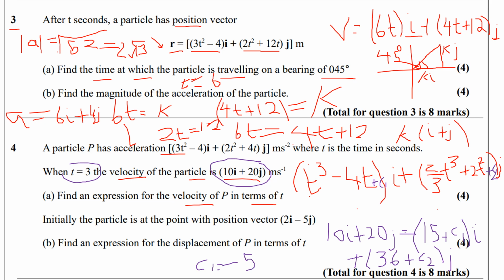And then 20 equals 31 plus 36 plus C2. So 20 equals 36 plus C2. Subtract 36 on both sides of my equation, and we're going to get that C2 is equal to minus 16, if I'm not mistaken.